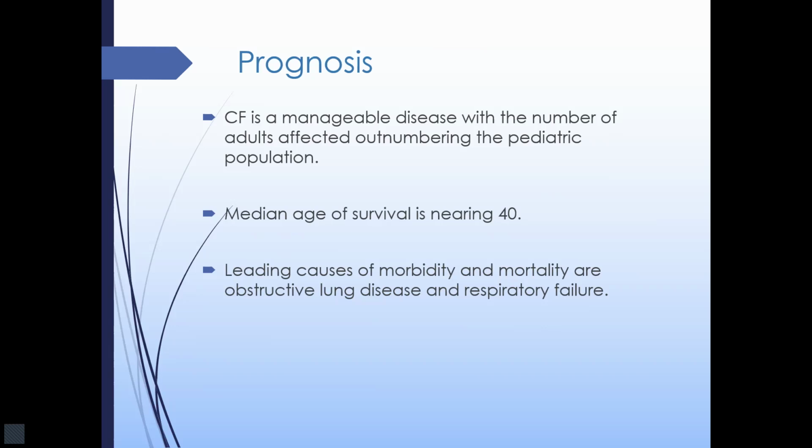Prognosis in cystic fibrosis: it is a manageable disease, with the number of adults affected outnumbering the pediatric population. So in other words, all that boils down to the survival age growing higher and higher, which is great. Leading causes of morbidity and mortality among cystic fibrosis patients are obstructive lung disease and respiratory failure.